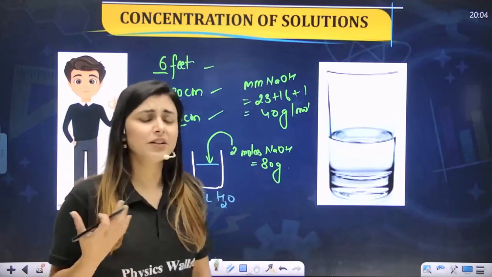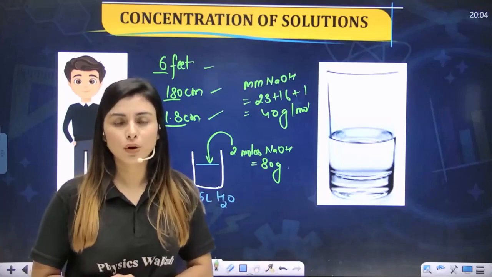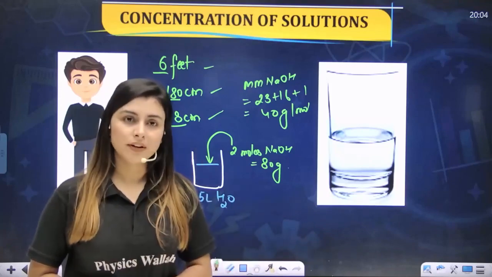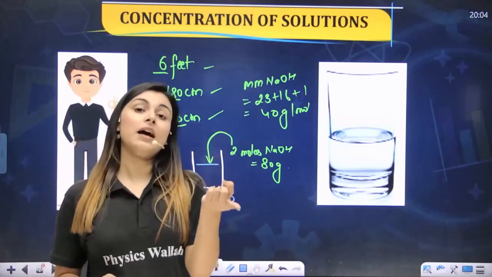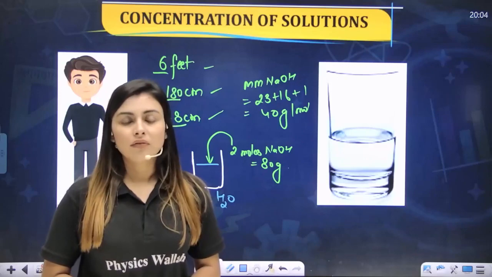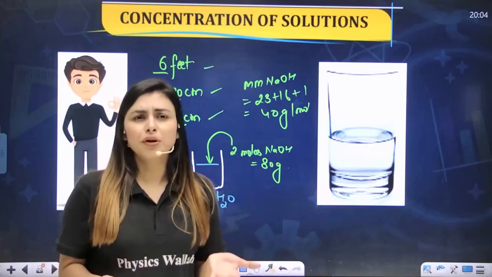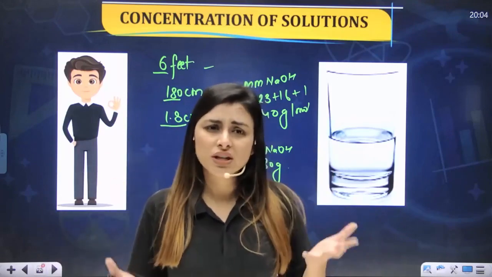You can define it in different ways. You can say that 2 moles of NaOH are dissolved in 5 liters of solvent. The other way, you can say that 80 grams of NaOH is dissolved in 5 liters of solvent. So what did you do? You just changed the units. But have you changed the solution?